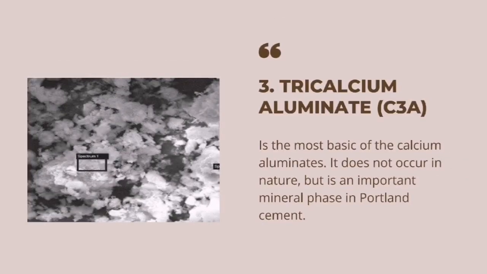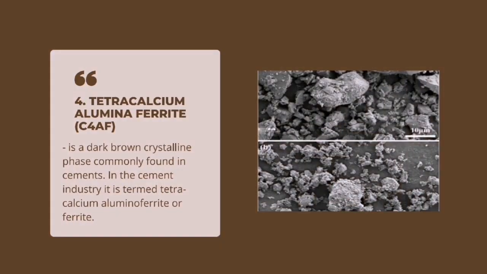The third one is tricalcium aluminate or C3A. It is the most basic of the calcium aluminates. It does not occur in nature, but it is an important mineral phase in Portland cement. The last but not the least is tetracalcium aluminoferrite or C4AF. It is a dark brown crystalline phase commonly found in cements. In the cement industry, it is termed tetracalcium aluminoferrite or ferrite.